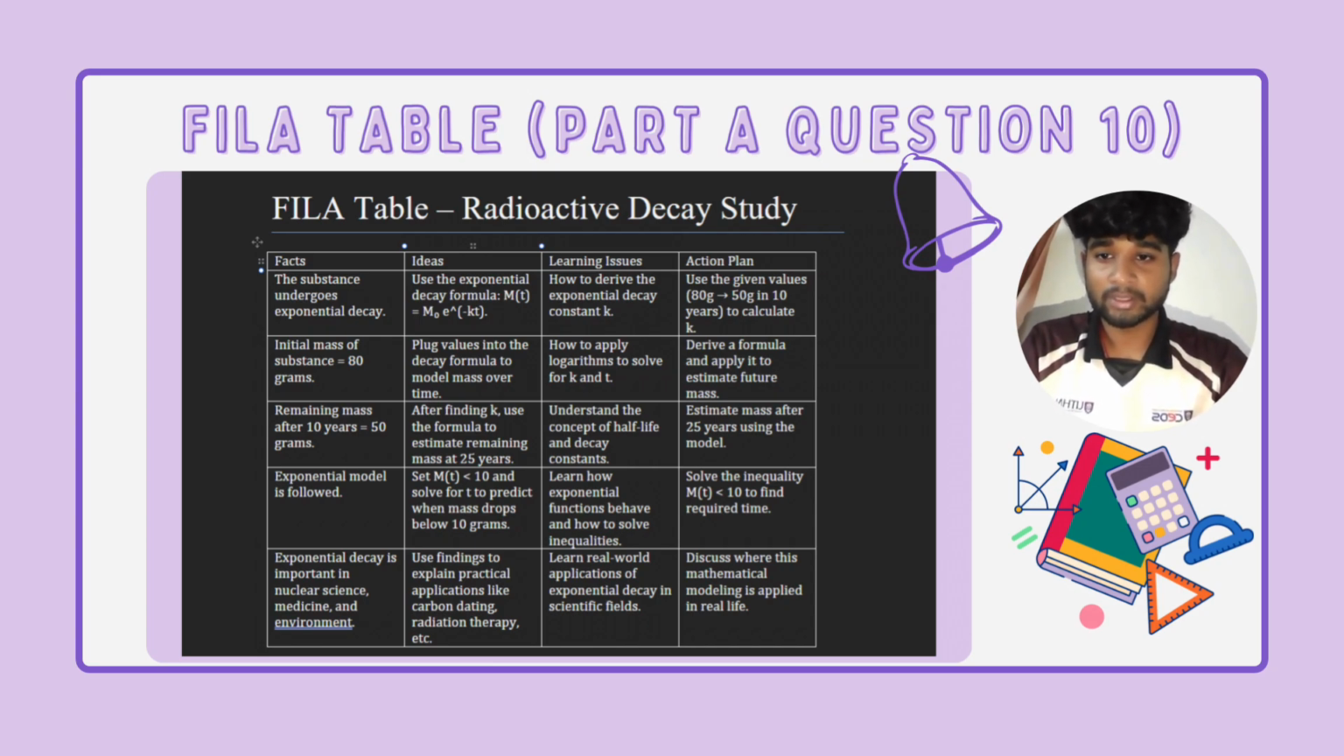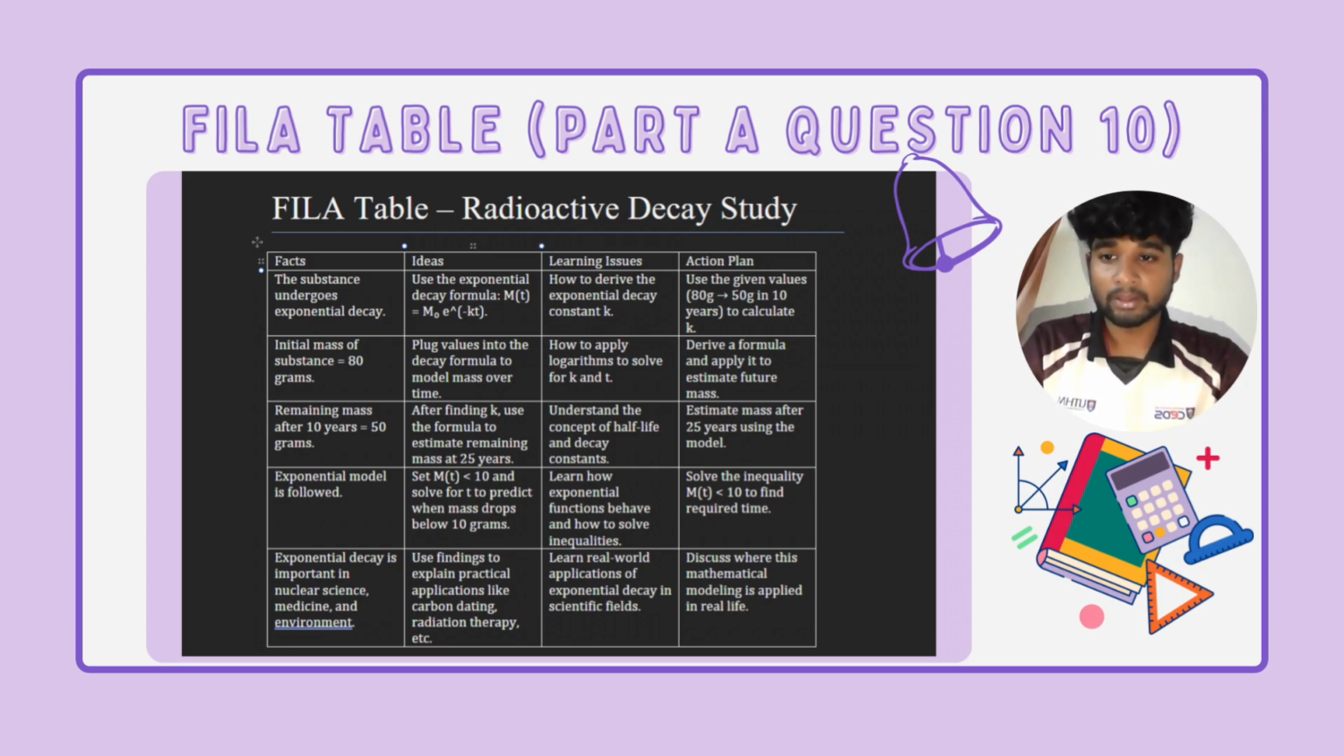Now let's move on to the ideas. We use the exponential decay formula: M(t) equals M0 times e to the power of negative kt. By plugging values into the formula, we can model the mass of the substance over time.